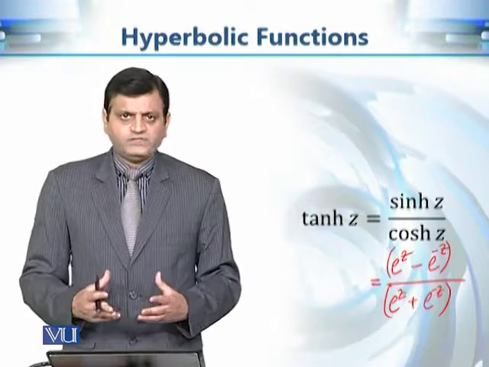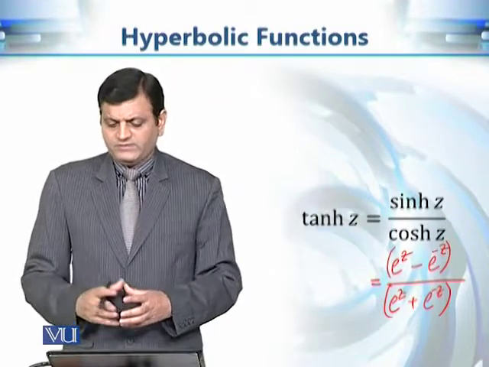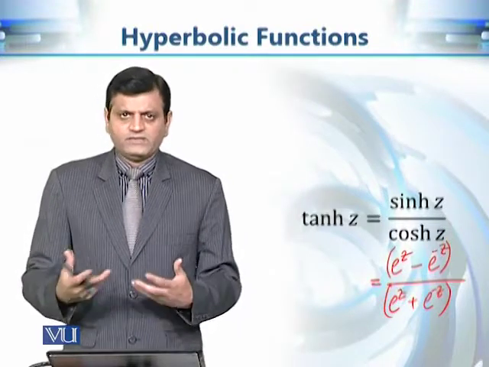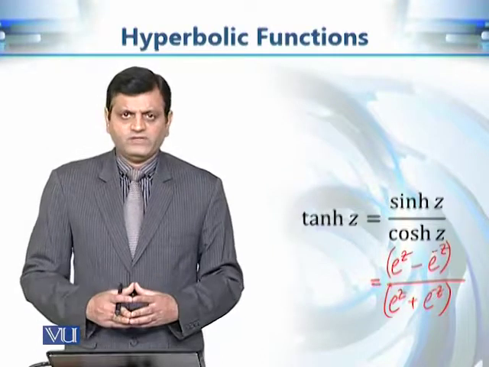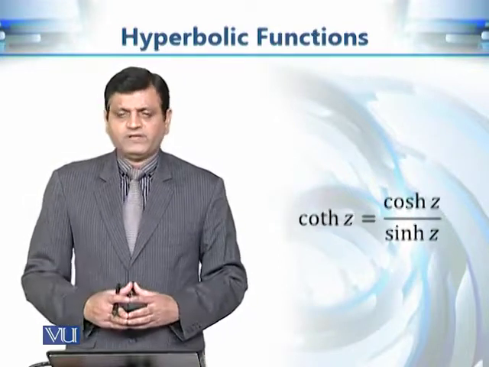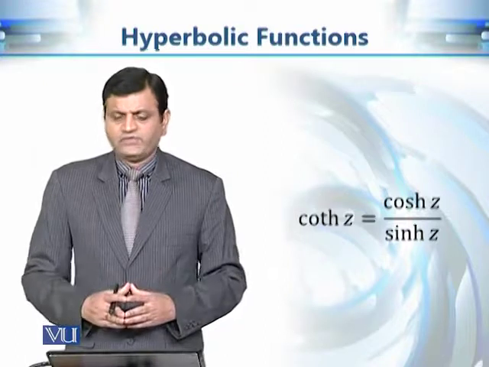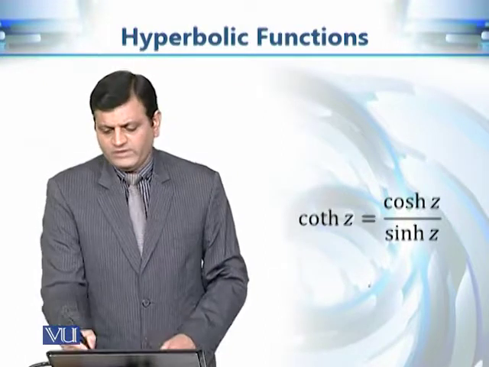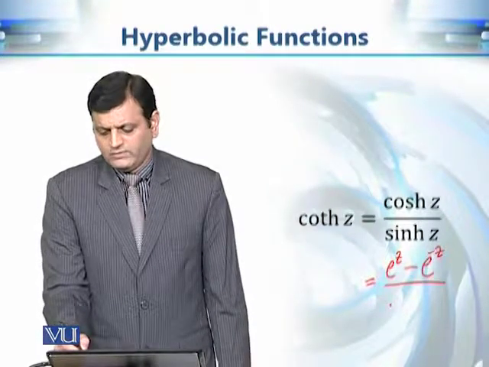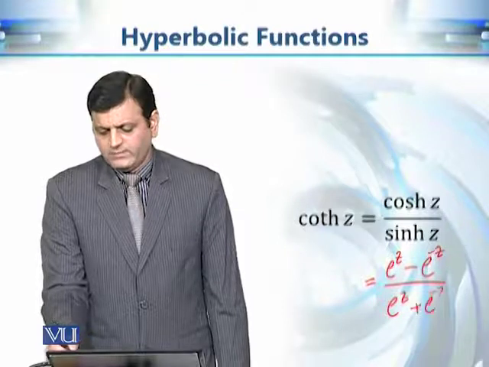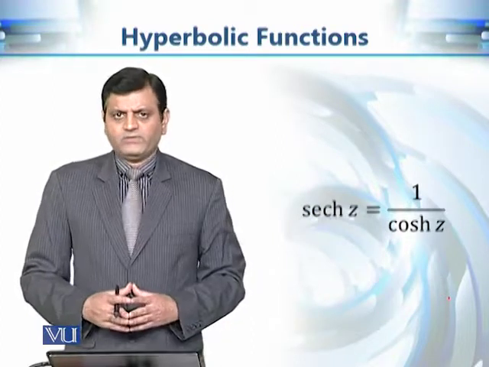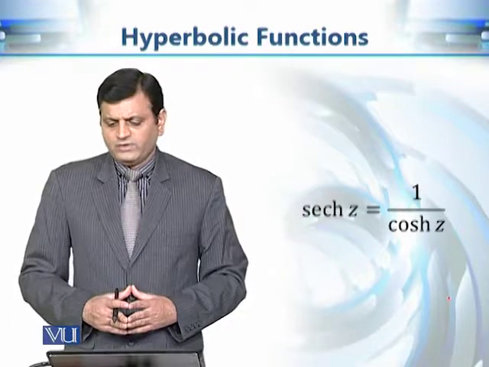And of course, if you want a series expression, in this case it will involve some non-trivial steps, but eventually using this definition you can easily get the series expression for tanh z. I'm leaving this as an interesting exercise for you. Similarly, coth z is equal to cosh z divided by sinh z, and very trivially we can write it down as e^z plus e^(-z) over e^z minus e^(-z), using the same strategy. And moving on to other hyperbolic functions, sech z is 1 over cosh z.